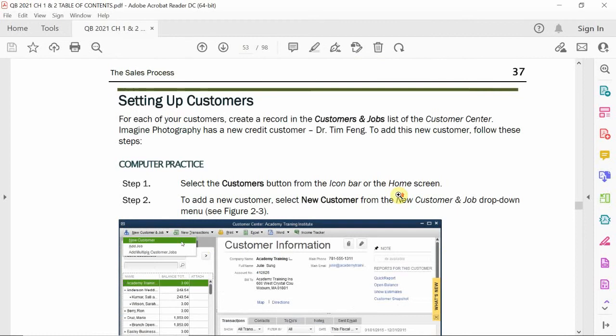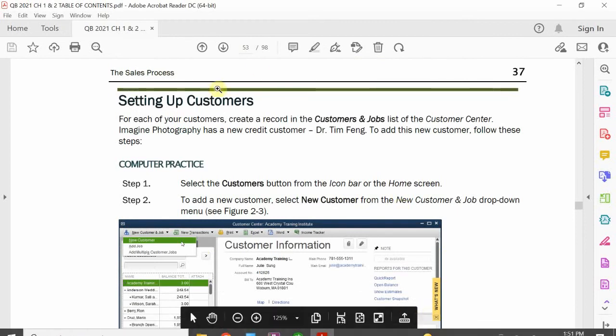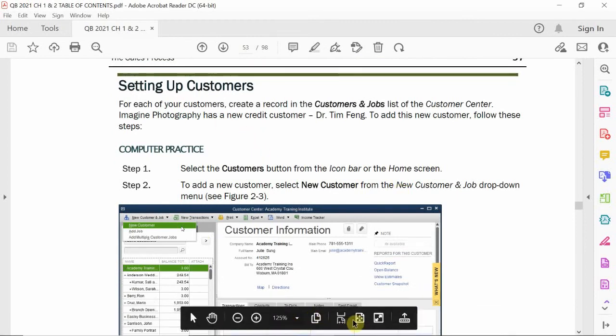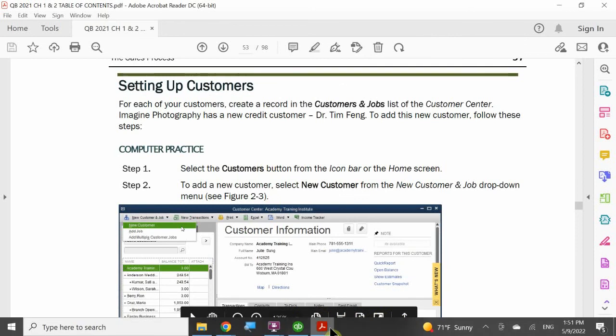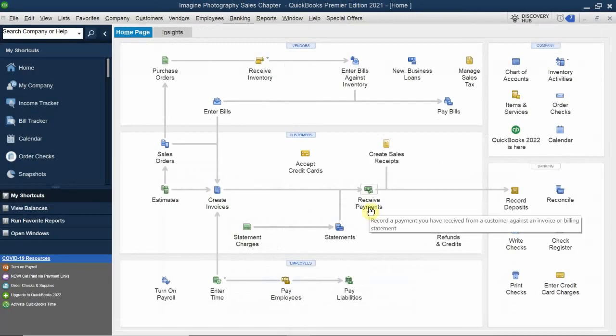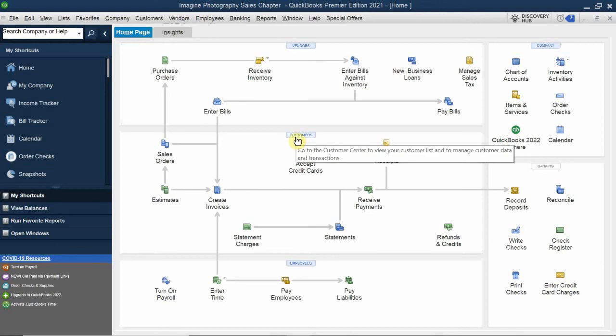So let's go ahead and dive right into looking at our customer center. First off, let's explore this process right here. Since we're done with vendors for now, we're going to focus on this middle section on our homepage where we see our customer center. We understand that customers are going to be dealing with our sales orders and estimates. So this is chapter 13. We're going to have creating our invoices, and we're going to have our sales receipts.